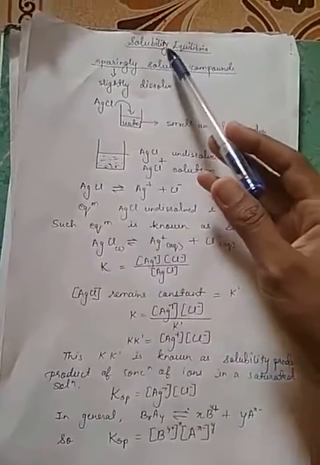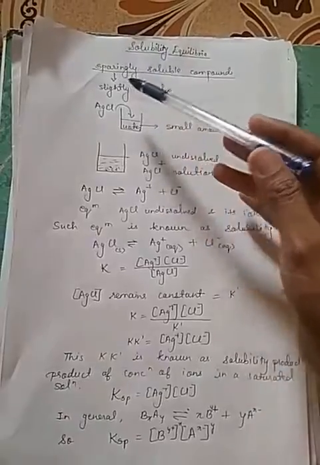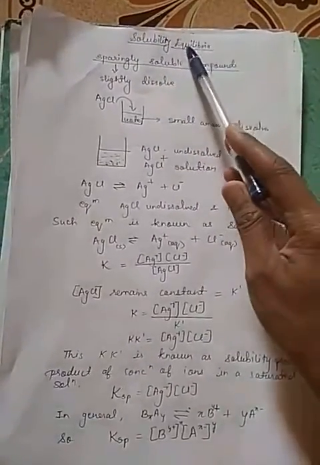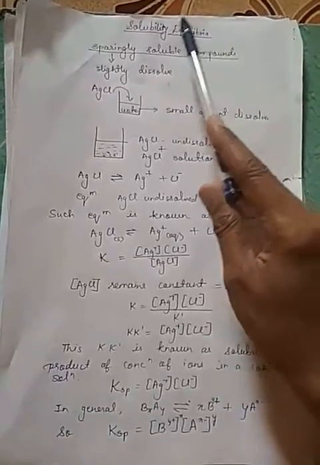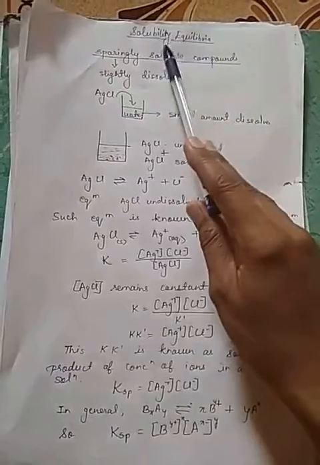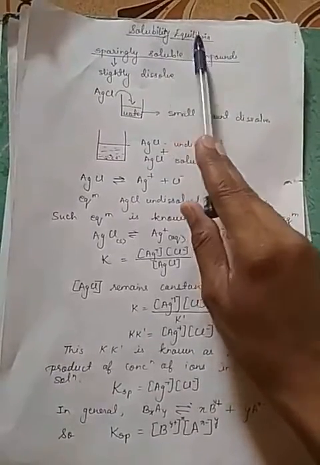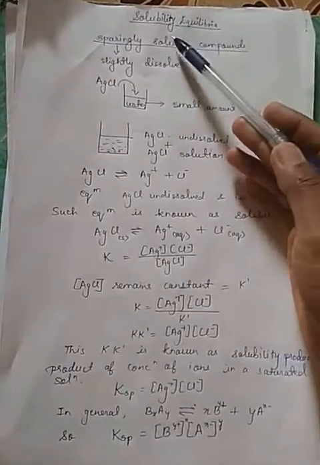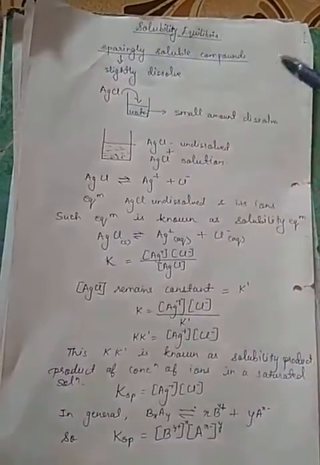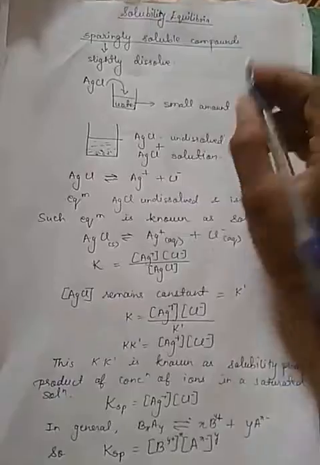Now solubility means when a substance is dissolved in water, some equilibrium is established, and such type of equilibrium is known as solubility equilibrium. This solubility equilibria deals only with sparingly soluble compounds. So what does sparingly soluble compound mean?